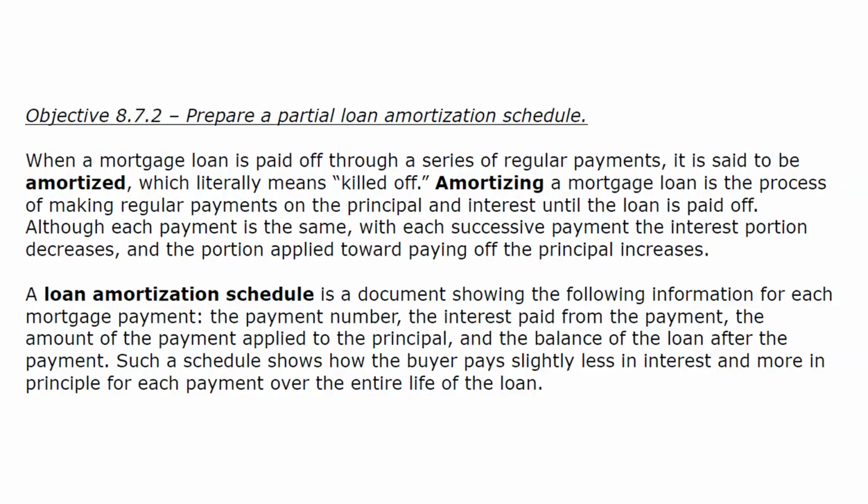A loan amortization schedule is a document showing the following information for each mortgage payment. It shows the payment number, the interest paid from the payment, the amount of the payment applied to the principal, and the balance of the loan after the payment. Such a schedule shows how the buyer pays slightly less in interest and more in principal for each payment over the entire life of the loan.